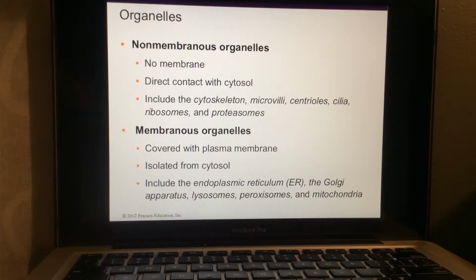The membranous organelles are going to be covered by the plasma membrane. It's going to be isolated from the cytosol, and this includes the endoplasmic reticulum, the Golgi apparatus, lysosomes, peroxisomes, and the mitochondria. Be able to identify these membranous and non-membranous organelles and each of their functions. I will ask questions on this on the test. Fair warning.